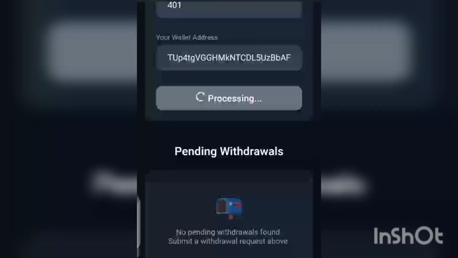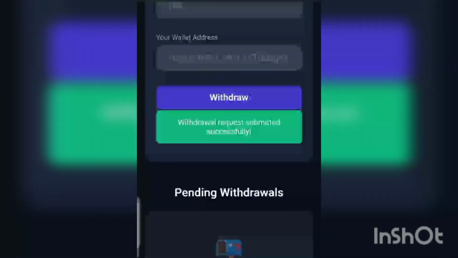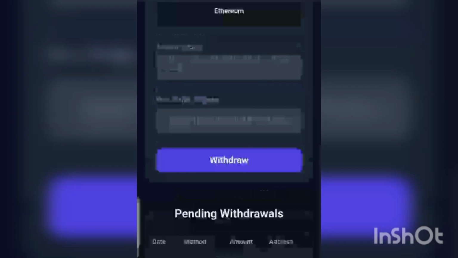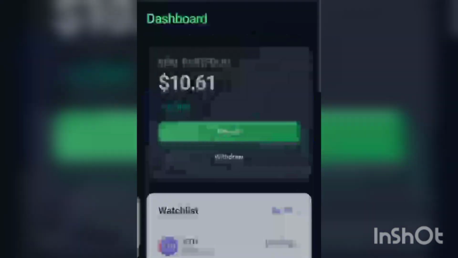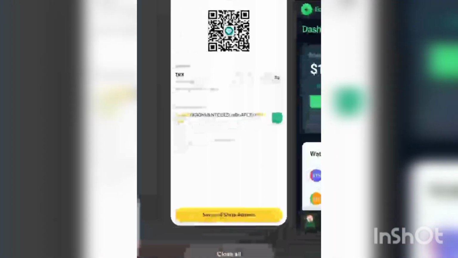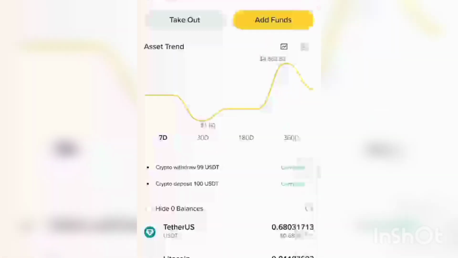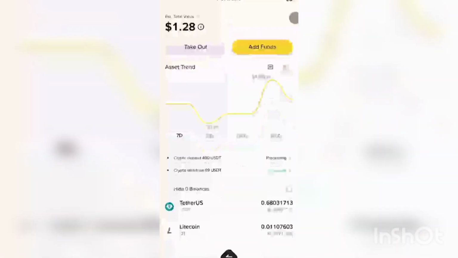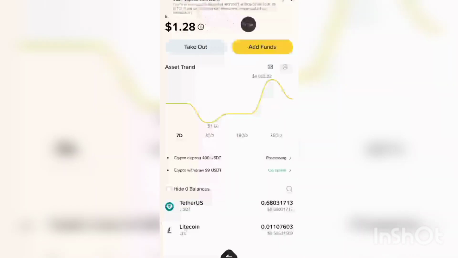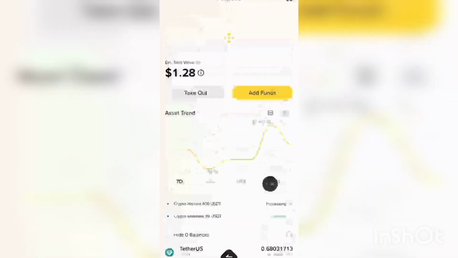So you can see I've input my wallet. The next thing is processing. You can see the withdrawal request has been submitted and it's very, very fast and reliable. So we are going to go back to my Binance and wait for the withdrawal which we made to arrive here. Okay, so Binance just gave me a message of depositing, you can see over here, USDT depositing, and it is 400 USDT.